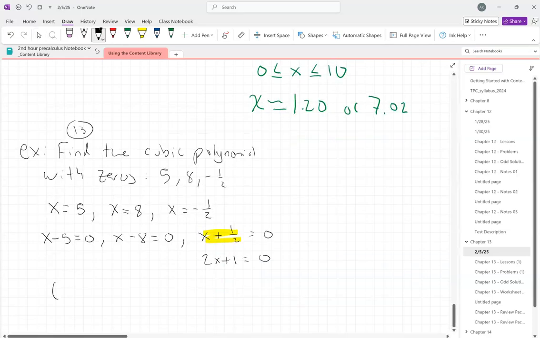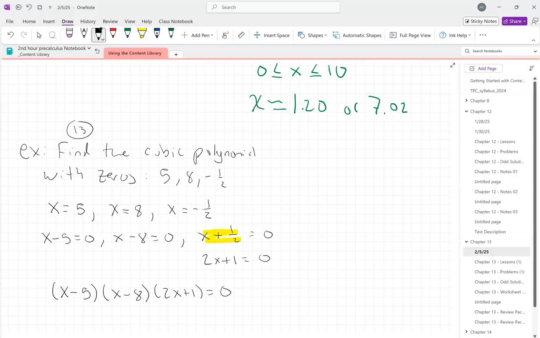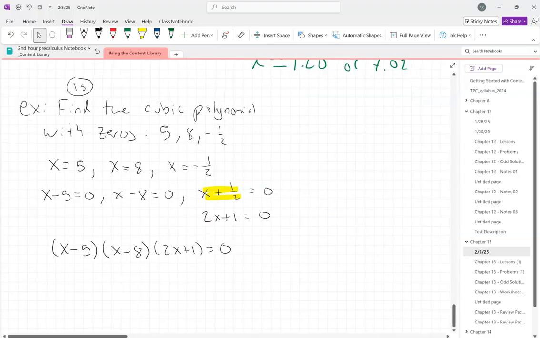So now if I multiply these 3 binomials together, since they all equal 0, the product of all 3 of them is going to be 0, right? So this polynomial I've just made has degree 3 because it has 3 x's that we're multiplying together. And the solutions are going to be 5, 8, and -1/2. So all I have to do is FOIL this out, and I'm done. So let's do that real quick.